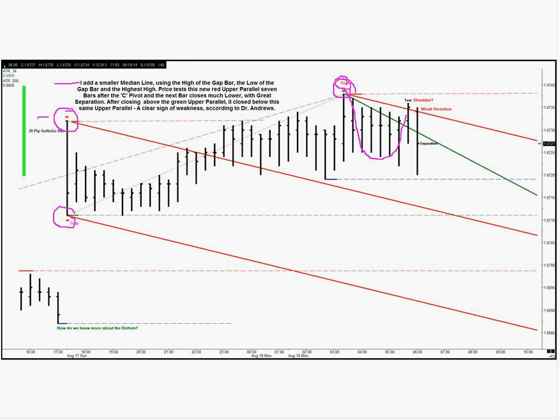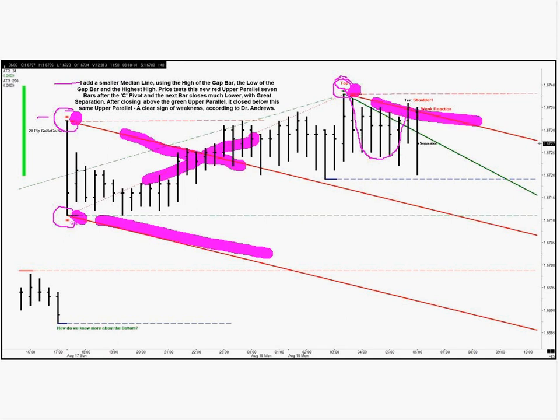come back up. And you can see I drew in the downsloping red median line from this side. I'm going to dot for you. From this high to this low to this high. And that gave me this median line set. And we come up and we test it. So this is the top. This is the shoulder when we test the upper parallel. And look at the next line. A great deal of separation. We close down here after opening up here. Great deal of separation. So this is the weak reaction right here. Can I take advantage of it?